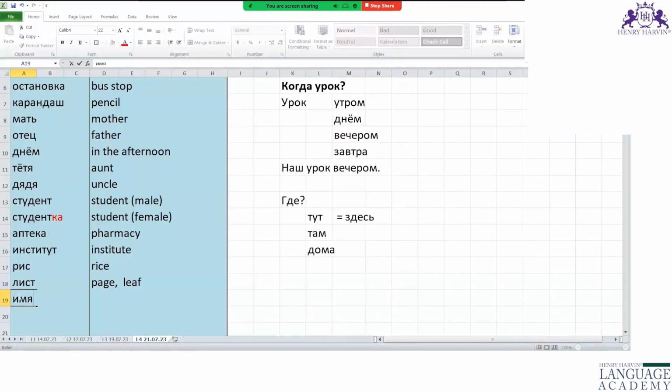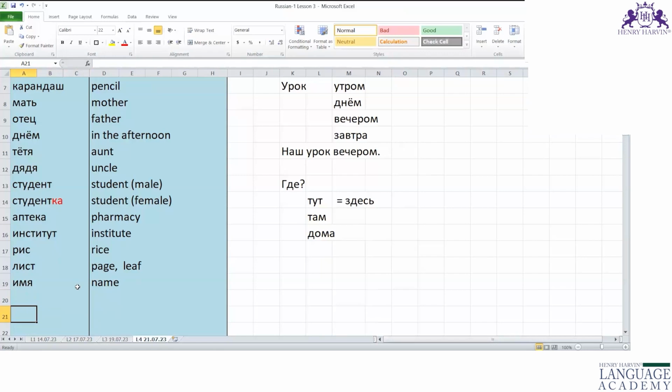We do not use it in the phrase, what's your name? We ask, как вас зовут? But we can rephrase it and we can say, ваше имя. Какое ваше имя? But we don't say it often. We say, как вас зовут? What are you called? Okay. So this is a standard way to ask about the name, как вас зовут?